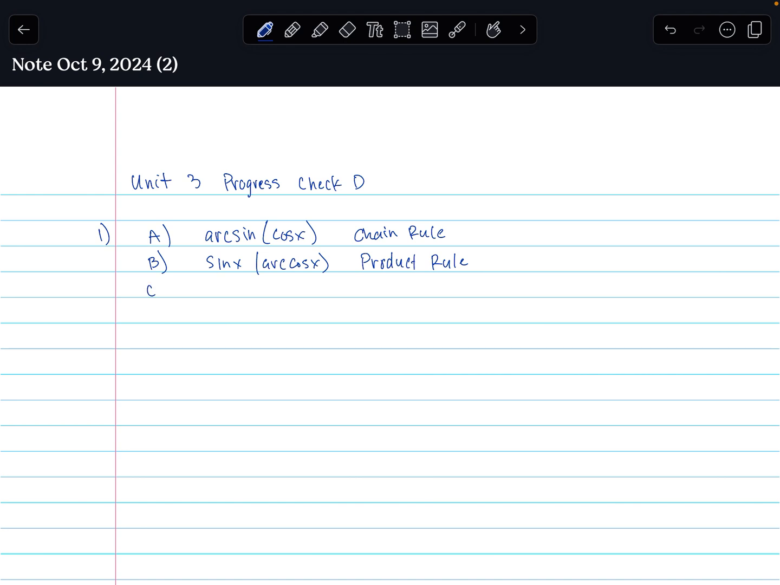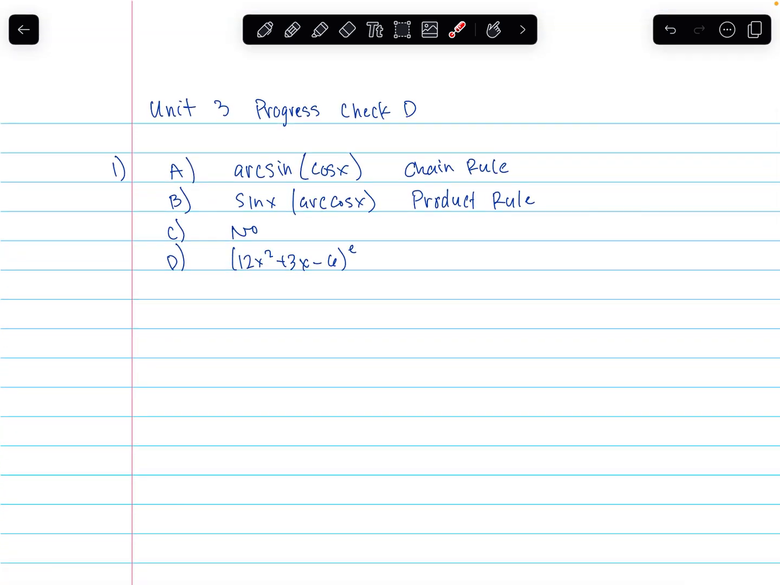If I'm looking at C, no. If I'm looking at D, yeah, that's raised to the e. So for D, I see 12x squared plus 3x minus 6 to the e power. This would require the chain rule, because I'd have to bring this down, subtract by 1, and then take the derivative of the inside. So this would be chain rule.